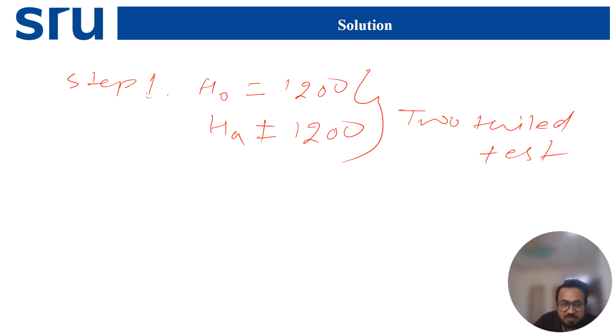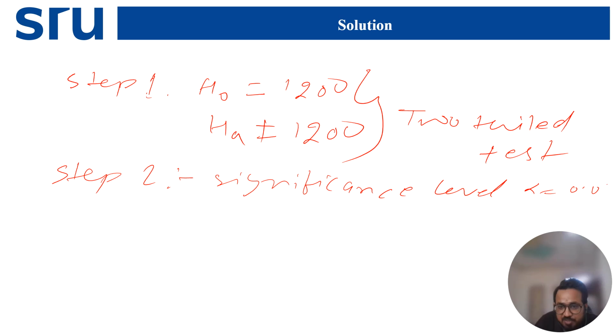What is the second step? What is the significance level? Significance level alpha equal to what? 0.05, right?